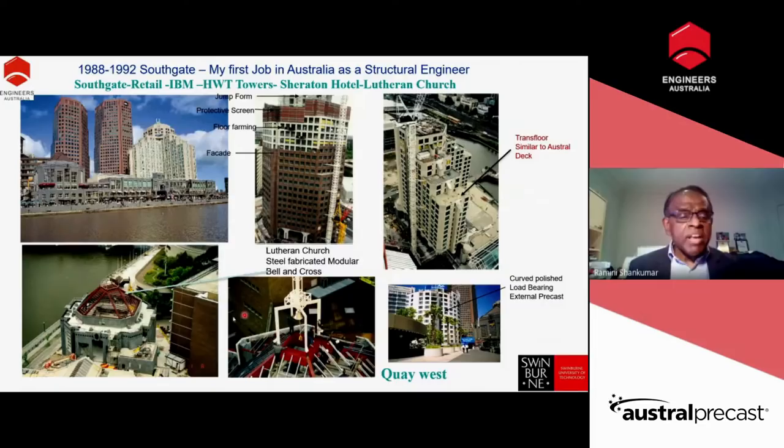And the prefabrication, look at that Lutheran church. Right around we have got precast, and then we have got the steel precast, and even the cross was a prefabricated cross, we placed it. And the Key West, it's a 27-story building, a curved, load-bearing external precast. We have very successfully done that one.